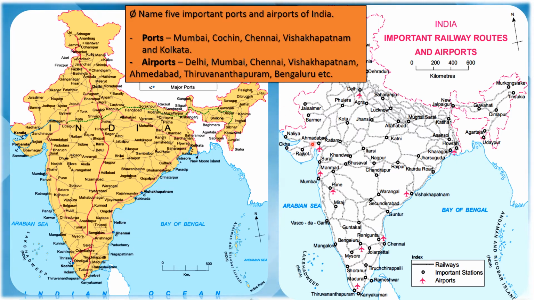Now major airports are here. Airports we have Delhi, then we have Mumbai, then I've mentioned Chennai, Visakhapatnam, and I've also mentioned Ahmedabad, Thiruvananthapuram, Bengaluru, etc. So very simple. You can just copy this: Mumbai, Cochin, Chennai. It's easy for you to remember.